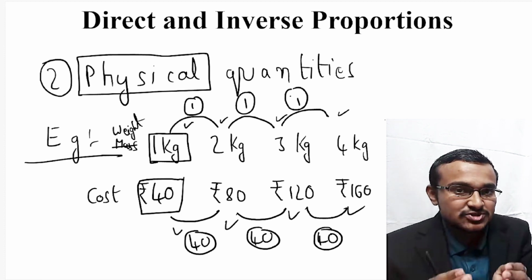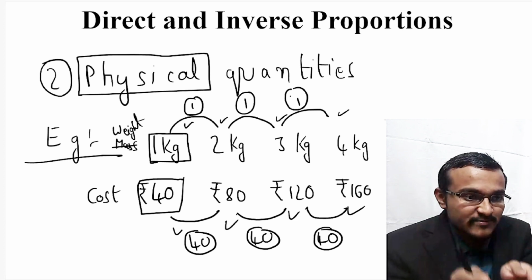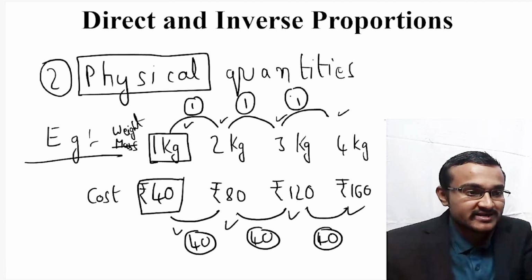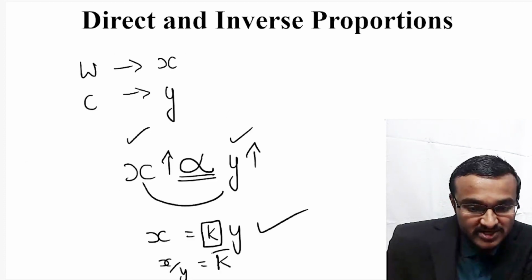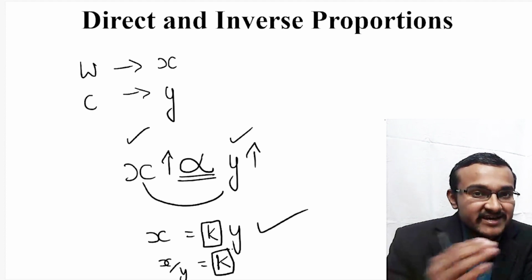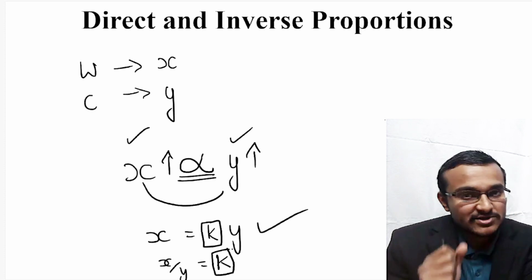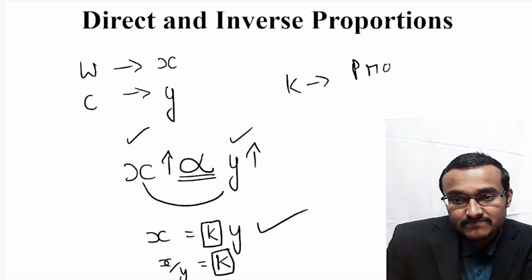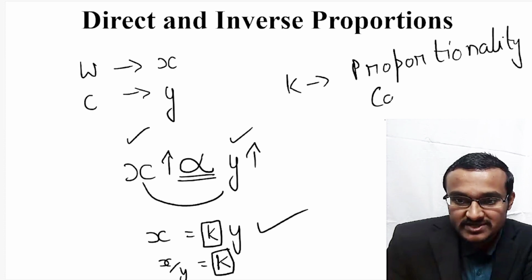So this is known as the proportionality constant. This proportionality constant will relate two different physical quantities in an equation like this, x is equal to ky. It will vary based on what kind of physical quantities you are comparing together. So here this k is the proportionality constant. I'll just write that down: proportionality constant.